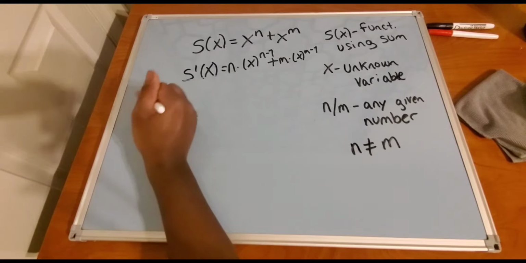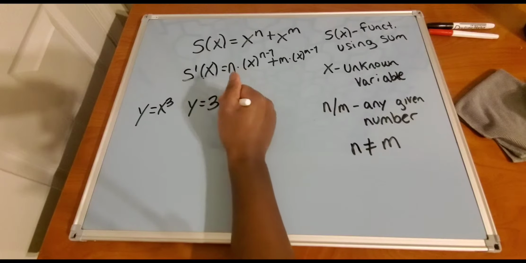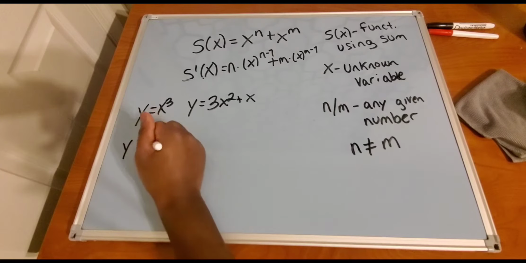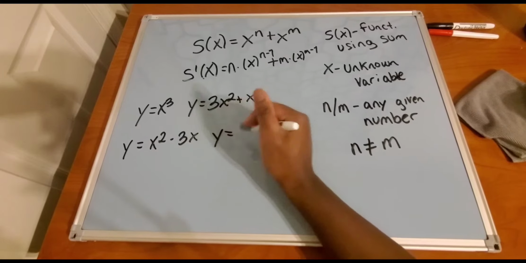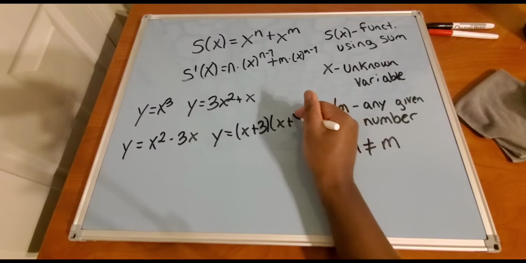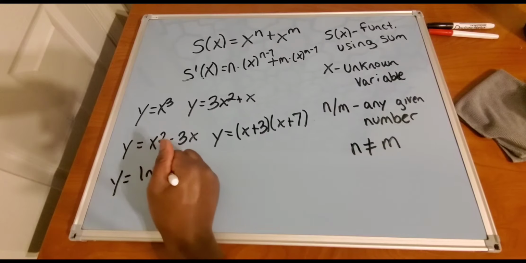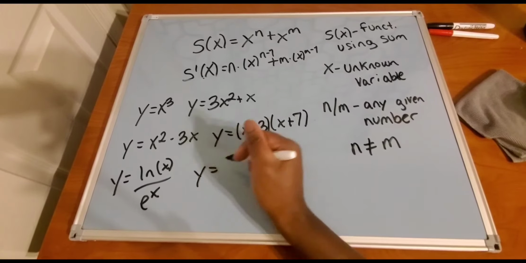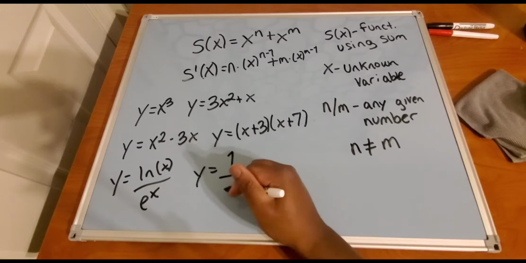Let's say we have y is equal to x squared, x cubed. Let's say y is equal to 3x squared plus x. So we have y is equal to x squared minus 3x. Let's say we have y is equal to x plus 3 times x plus 7. Let's say we have y is equal to natural log of x over e to the x. And finally, let's say we have y is equal to 1 over the hyperbolic sine of x.